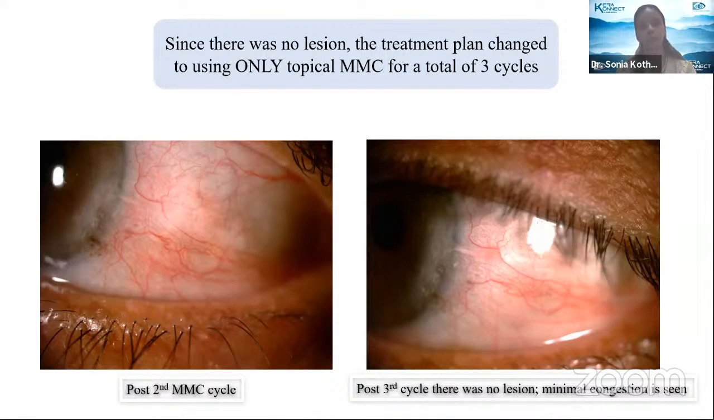Next slide, please. Since there was no lesion which was clinically seen on the slit lamp, the treatment plan changed. We had initially decided to do the surgery, but since the response was very good, we decided to continue only the topical mitomycin for a total of 3 cycles. And these are the 2 images which we can see after the second MMC cycle, and after the third cycle, there was no lesion left behind. Only a minimal conjunctival congestion was seen at the end of the third cycle.